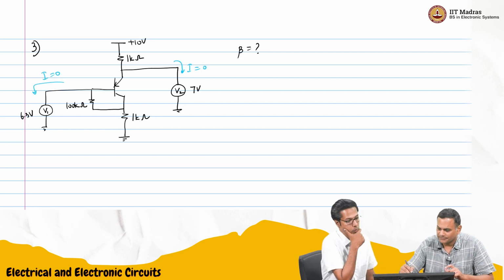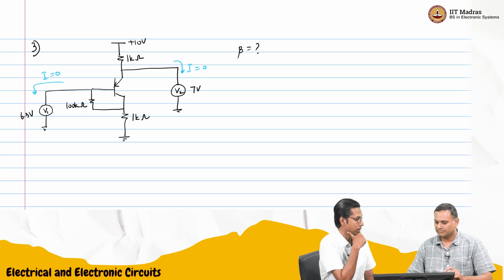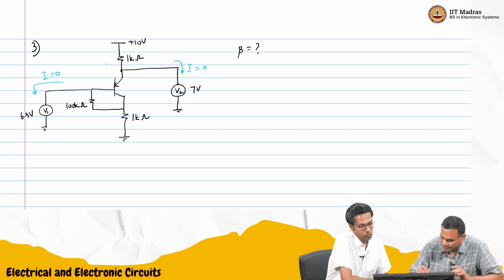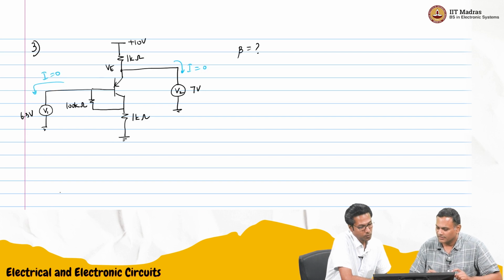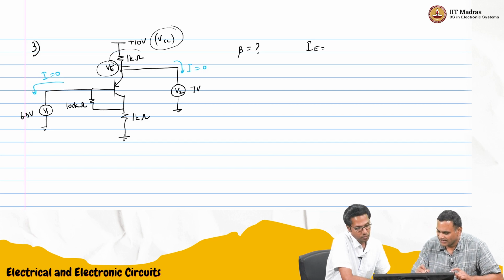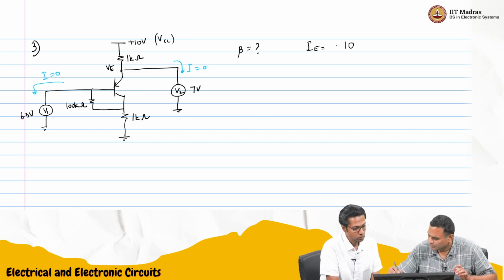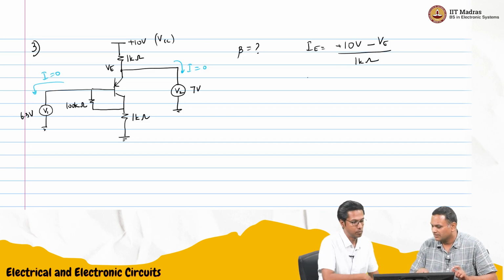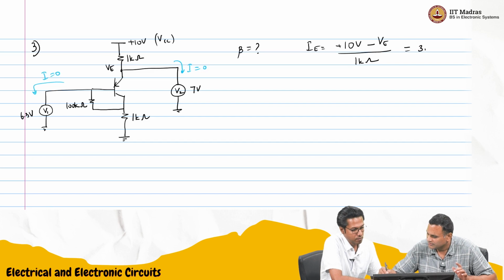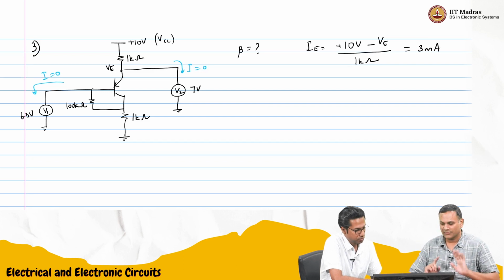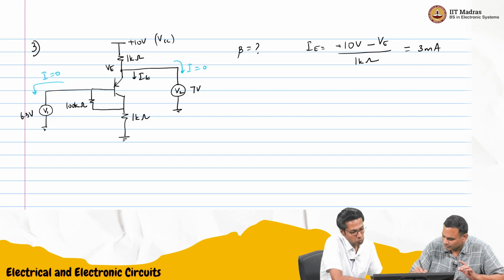So, IE we can find out because we know VE. If this is VCC, IE is nothing but VCC minus VE by this resistance R. So plus 10 volts minus VE by 1 kilo ohm. VE is nothing but 7 volts. So this is 3 milliamperes. That is the emitter current, IE.